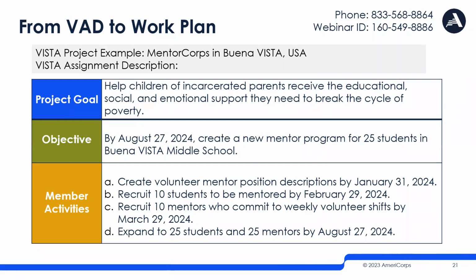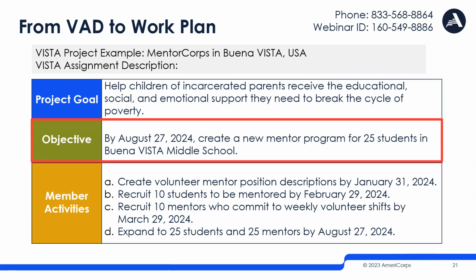The VISTA project that we are going to use in this example is a nonprofit organization called AmeriCorps. At AmeriCorps, there's a brand new VISTA member who just started at the end of August. We can see there are a few sections on screen from the VISTA assignment description. We can see that the project goal from AmeriCorps is to help children of incarcerated parents receive the educational, social, and emotional support they need to break the cycle of poverty, right? So that is the overarching goal of the VISTA project.